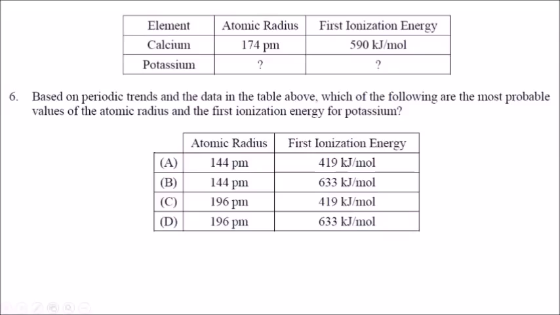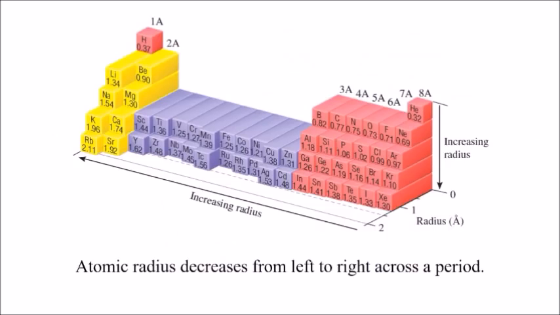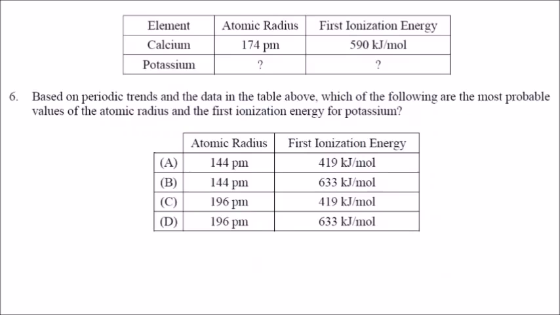Number 6, we are given the information for calcium about atomic radius and the first ionization energy, and we have to predict the values for potassium. So we should know the following periodic trend for atomic radius. That atomic radius will decrease in general from left to right across a period. That means that the atomic radius of potassium is larger than that of calcium. So we're looking for a number that is greater than 174 for the atomic radius. So the correct answer is either C or D.